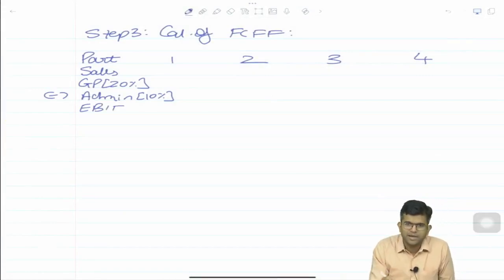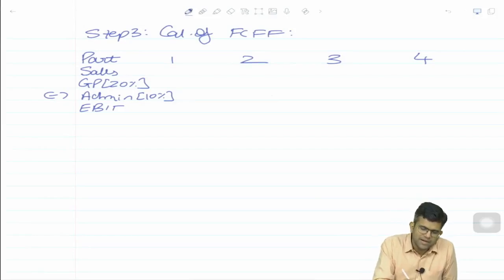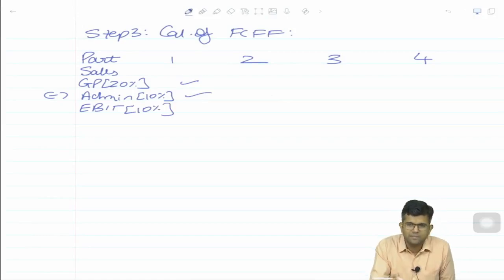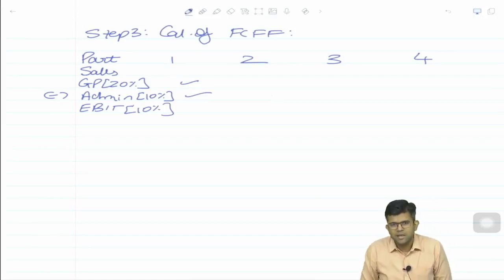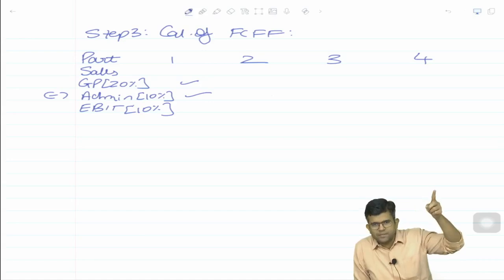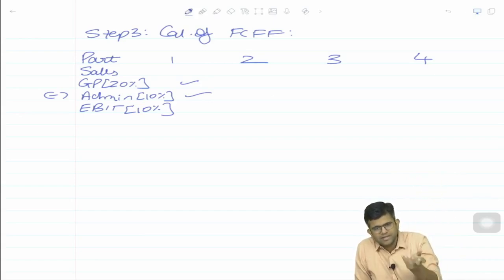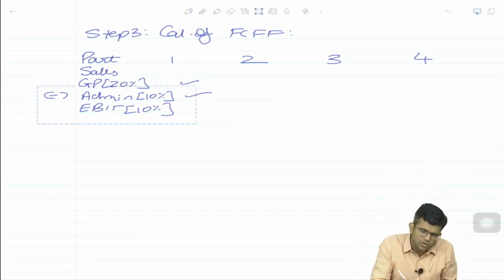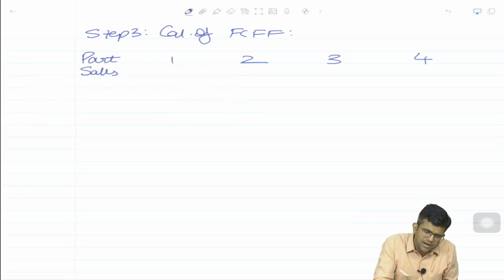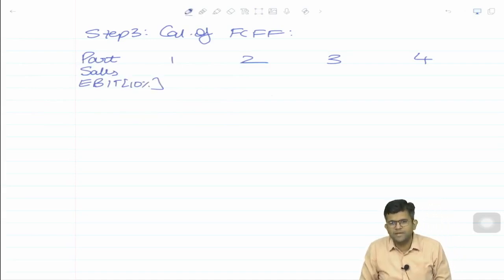Everybody clear? EBIT. Now my proposal is, instead of doing this minus this, do you realize EBIT will be 10% of sales? Because gross profit anyways is 20% of sales. Admin is 10% of sales. So the remaining EBIT is 10% of sales, no? So why do all this? We anyways need everything after EBIT, no? So we will do EBIT is 10% of sales. I hope everybody is clear.